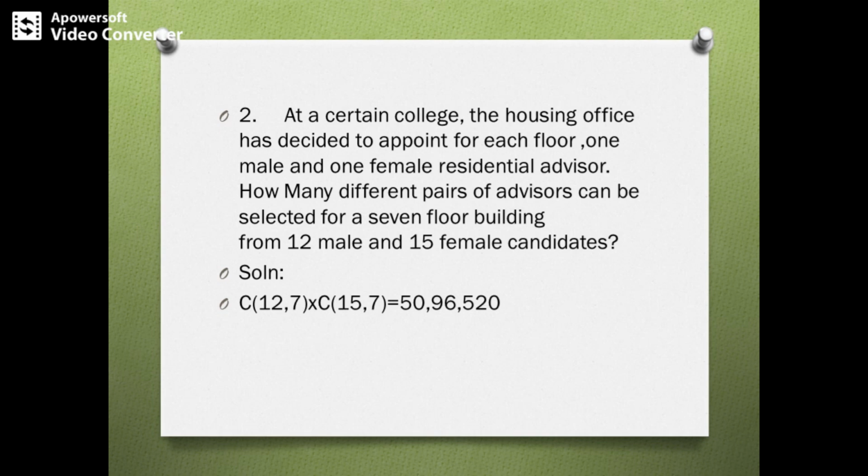So, from these 12 male candidates, we can select 7 of them. That is, we are supposed to select 7 for 7 different floors. So, from these 12 male candidates, 7 candidates can be selected in C of 12, 7 ways. And from the 15 female candidates, again 7 have to be selected, which can be done in C of 15, 7 ways. So the total number of possible pairs of advisors for a 7 floor building is C of 12, 7 into C of 15, 7 ways.